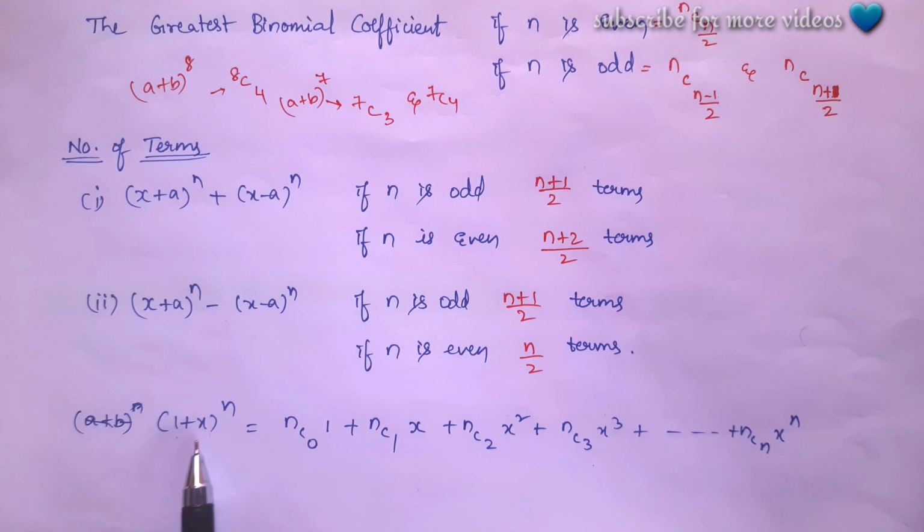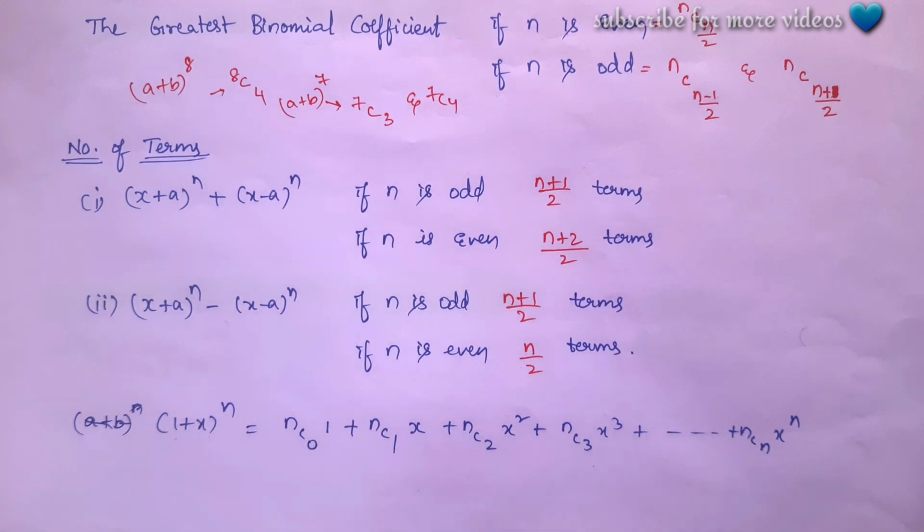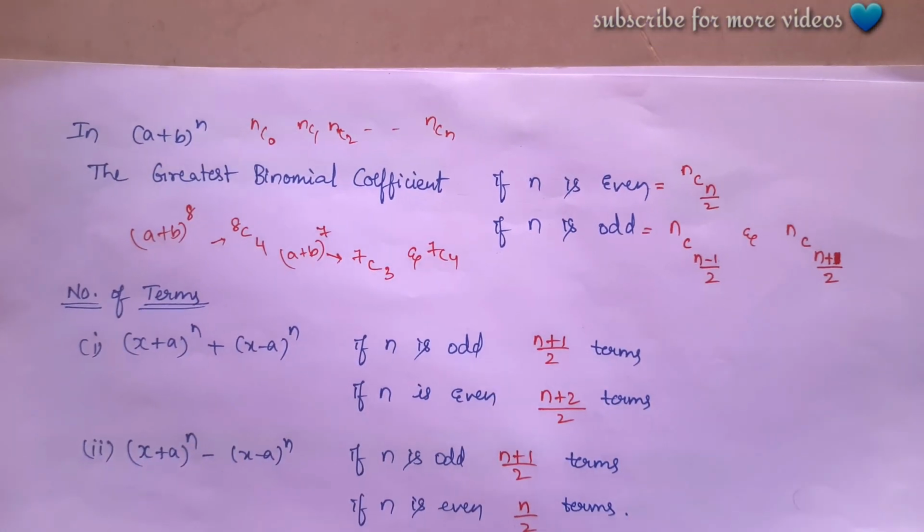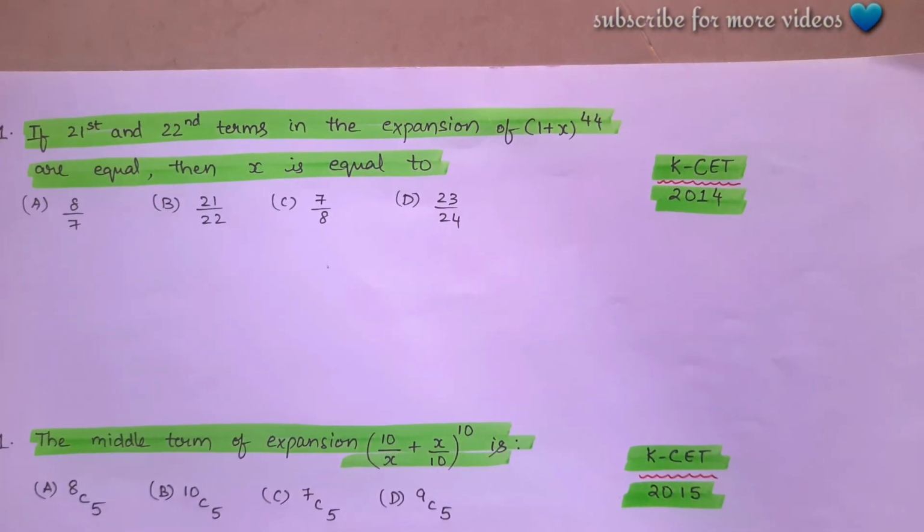Okay, next, this is another important form you have to remember. Instead of a plus b, if you are having (1 plus x) whole power n, like this we will write nC0 plus nC1 x plus nC2 x square, and so on. Based on this concept, easily you can attempt the questions from KCET. So let us solve now.